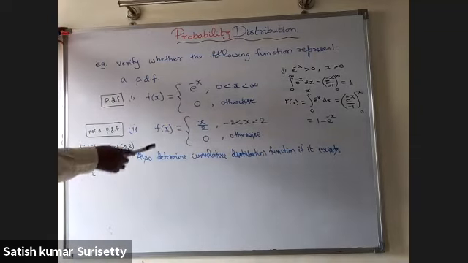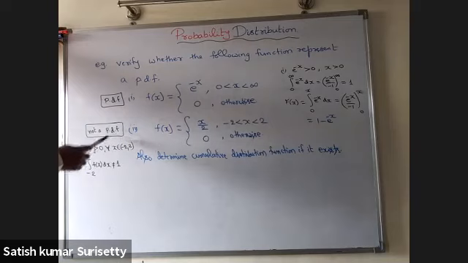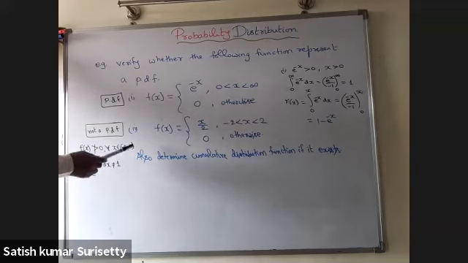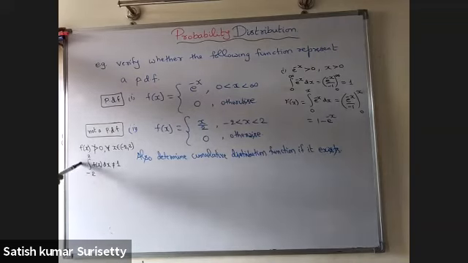Whereas the second example is not a probability density function because it is not satisfying the first condition nor the second condition. That is, f(x) is not greater than 0 for all x belonging to -2 to 2. Also, the integral from -2 to 2 of f(x) dx is not equal to 1.